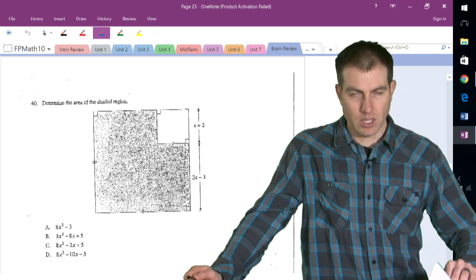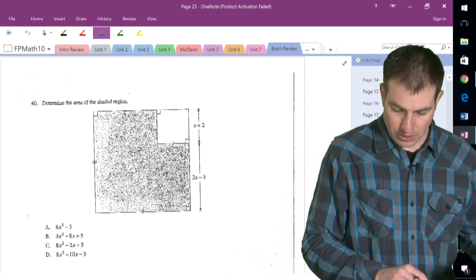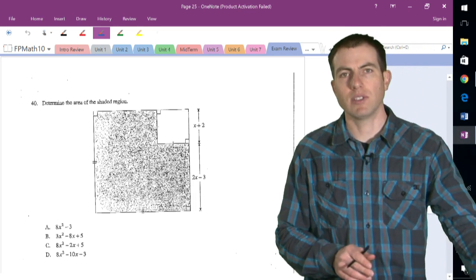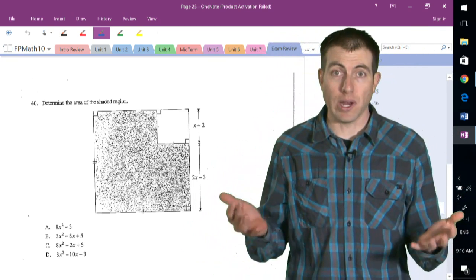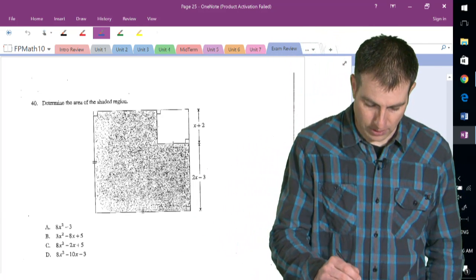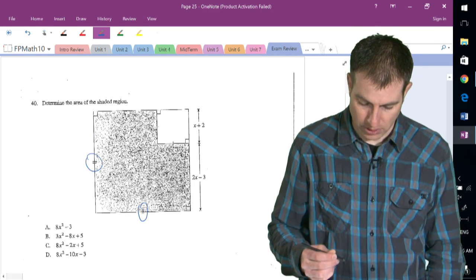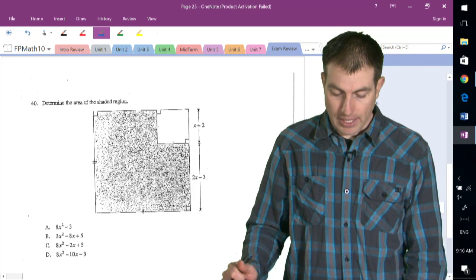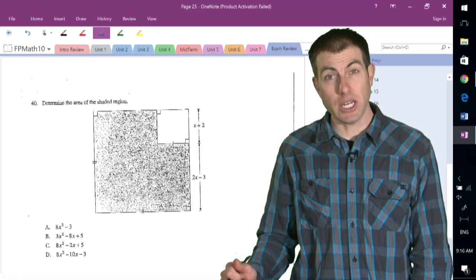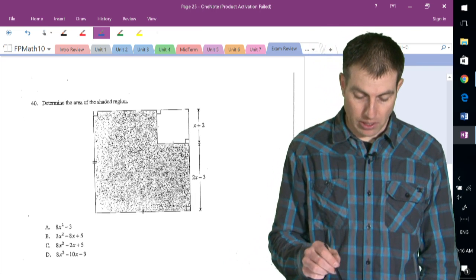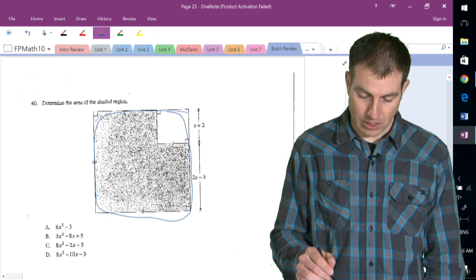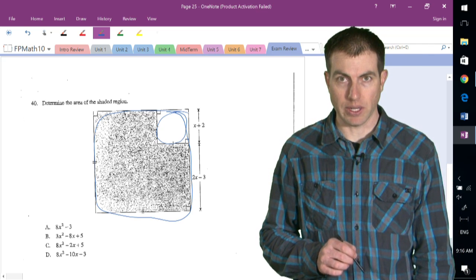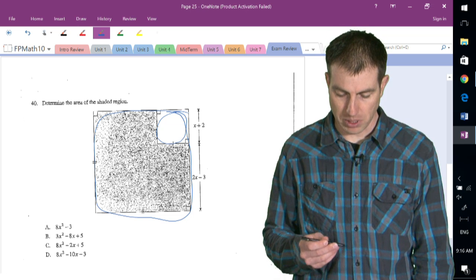I'm just kidding. All right, question 40. Determine the area of the shaded region. So basically they're giving you a square, and that's denoted by the little hash marks here, letting you know that this is a square. So the sides are the same. If you want to know the area of the shaded region, we would probably take the area of the whole thing, and then subtract the area of the white part there, and that'll give us the shaded bit.